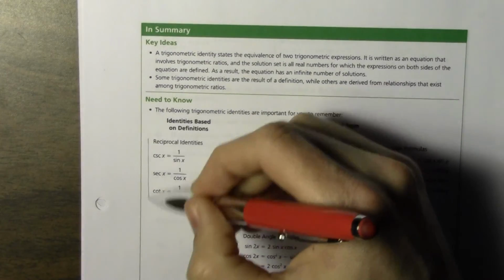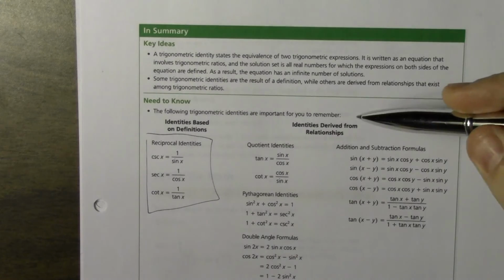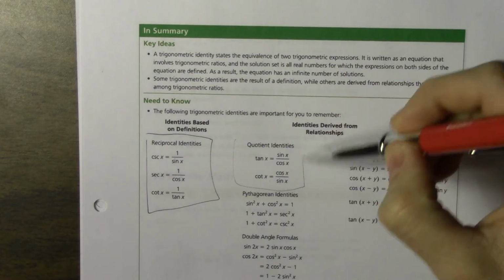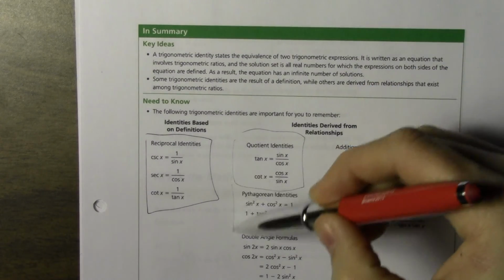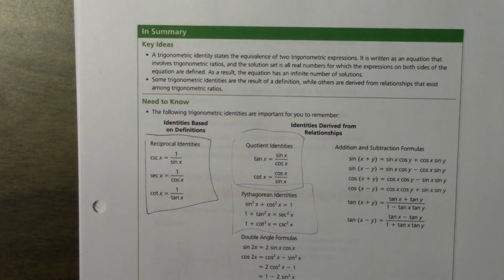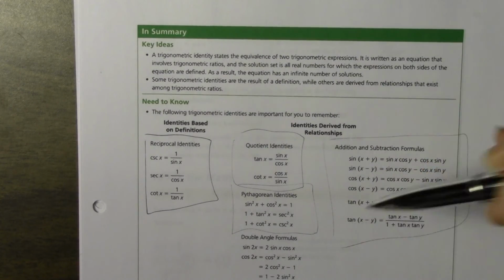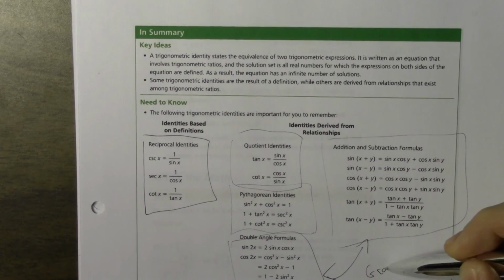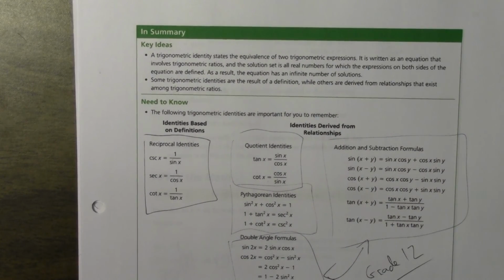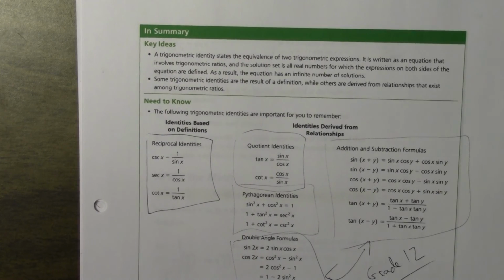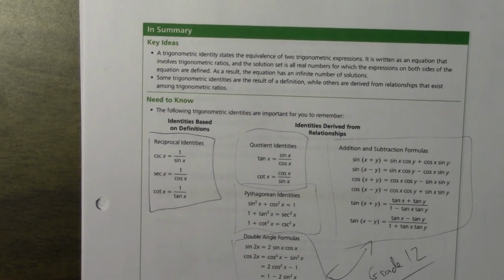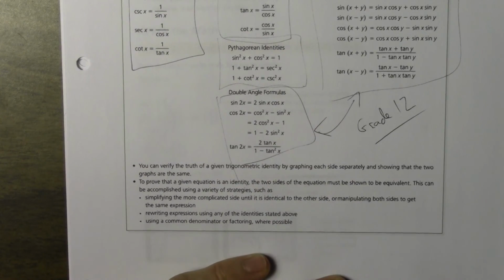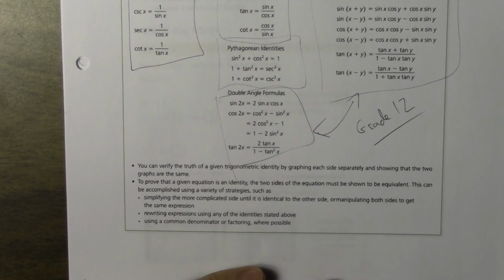So here's your reciprocal identities, which we've known for a long time. Quotient identities, same thing. Pythagorean identities, these were all learned last year. And then these are our new identities from grade 12. You can verify the truth of a given trigonometric identity by graphing each side separately and showing that the two graphs are the same.